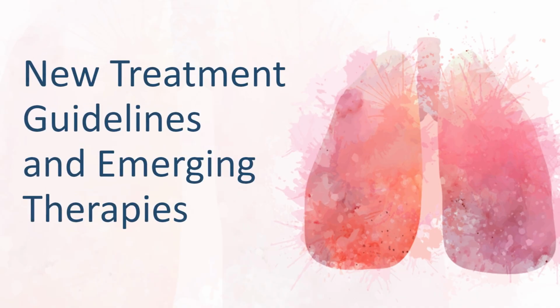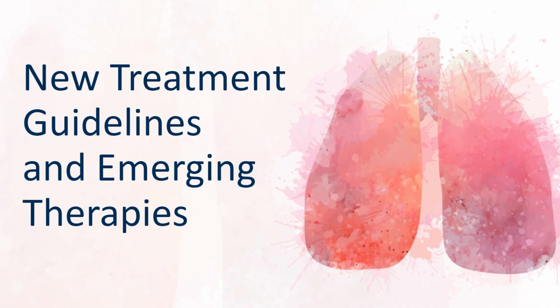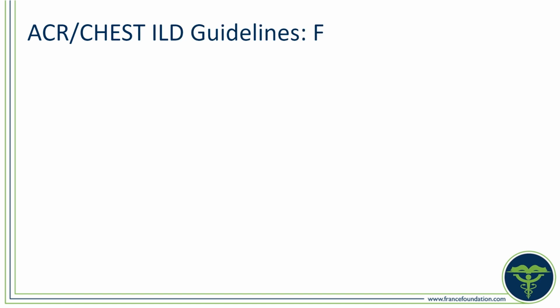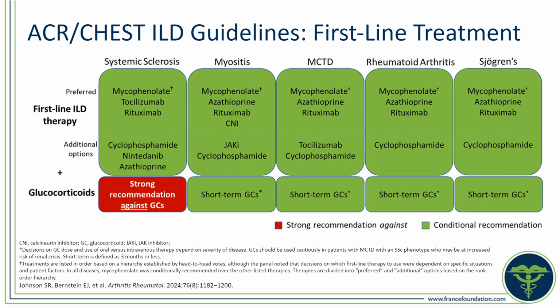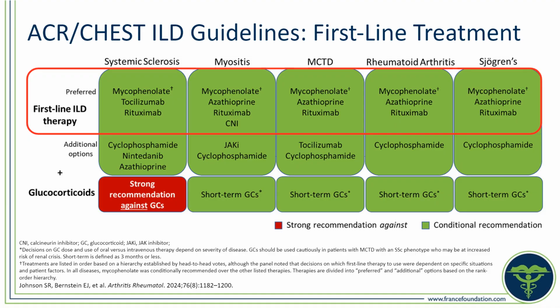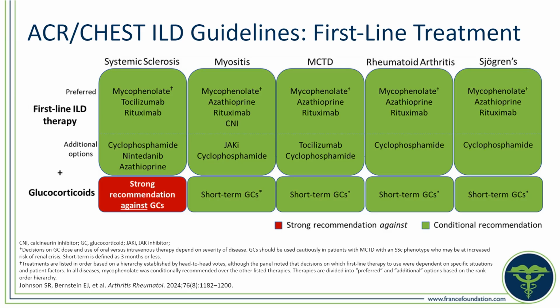In this next section, we'll cover the new treatment guidelines and emerging therapies for SARD ILD. So the ACR chest guidelines were recently published for the treatment of SARD ILD. The first-line treatment for each of the rheumatic conditions is outlined in this chart, and the treatments are listed in order based on hierarchy of voting. For SARD ILD, the guidelines conditionally recommend mycophenolate, azathioprine, rituximab, and cyclophosphamide as a first-line treatment option, with mycophenolate being conditionally recommended over the other treatments across the different diseases.